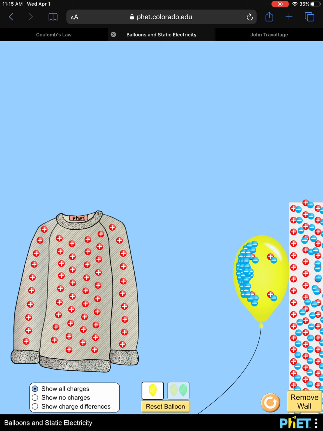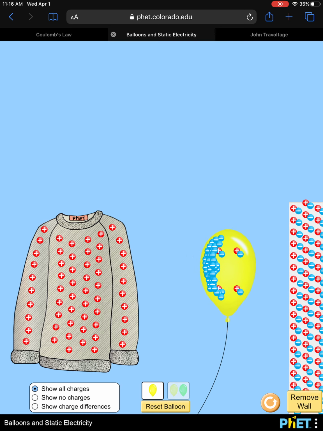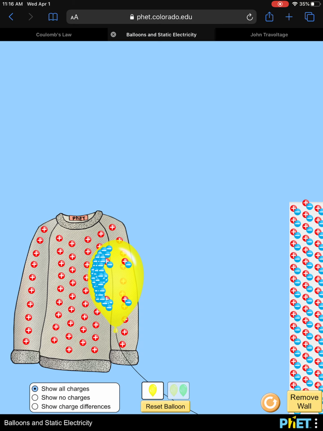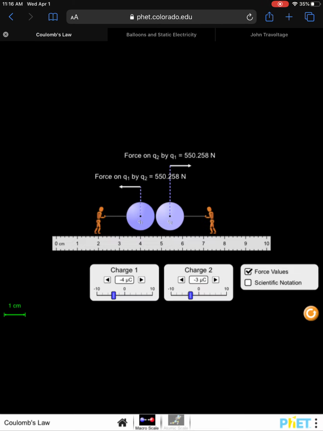This is known as charging by induction because we're not transferring the charge, we're merely separating it. So when you separate the charges by bringing another charged object near it, that's charging by induction, which is sometimes temporary.